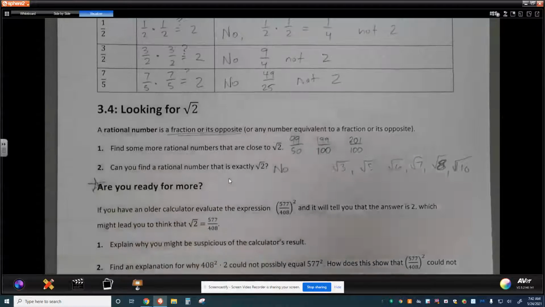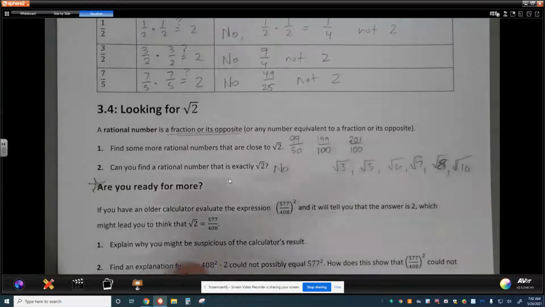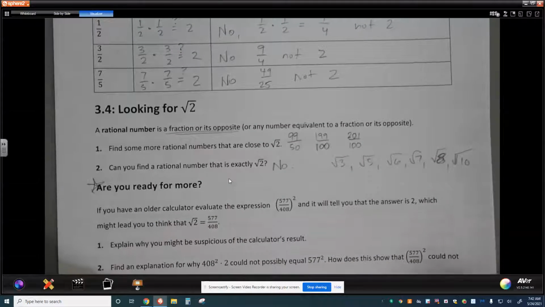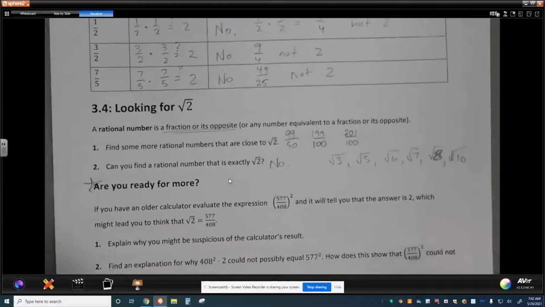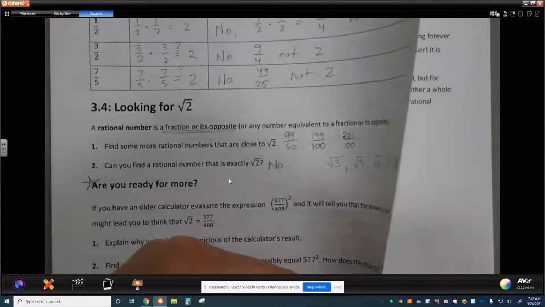If you'd like to go ahead and get into the Are You Ready for More, please do. But you can play with this with the calculator and make some predictions and work with those pieces.